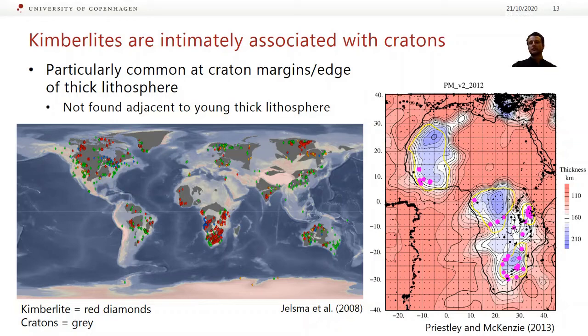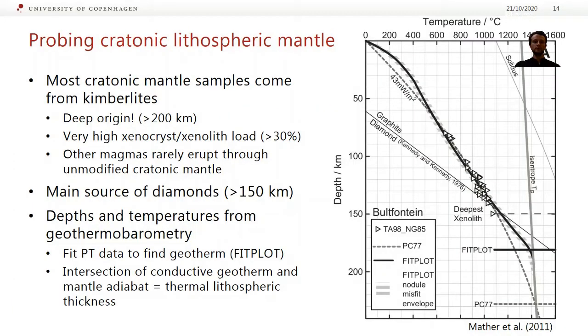In the bottom right there is a map from Priestley and McKenzie. This is another one of these lithospheric thickness maps. So you can see that in these areas, around these areas where there's sort of 200 kilometer thick lithosphere, we seem to find these clusters of kimberlites. So they're particularly useful in terms of this course and what we're interested in studying because they act as probes of the cratonic lithospheric mantle.